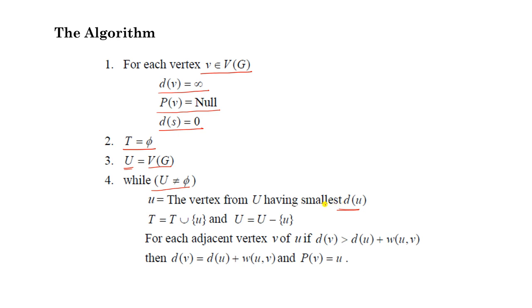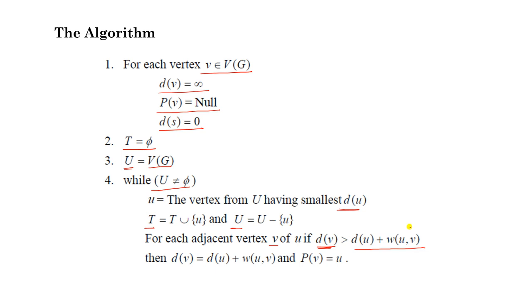So once we choose this, now we have to include this vertex into T. So T equal to T union u, and we have to exclude it from U. So U equal to U minus u. Now we have to find the adjacent vertices of u. So for each adjacent vertex v of u, dv is the existing distance, and du plus wuv, look at this, du is the shortest distance of u from source, and wuv is the weight or distance between u and v.